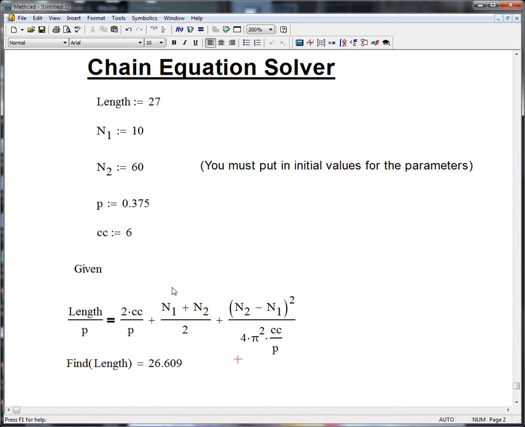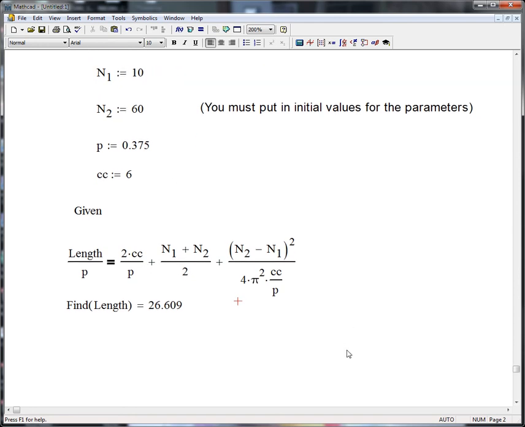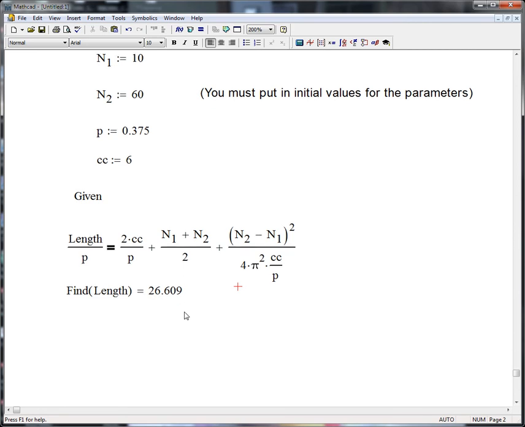Okay. So based on these values, 10 tooth sprocket, 60 tooth sprocket, there's the pitch. If that's the center to center distance that we want between these two sprockets, then we'd have to have a length of chain equal to 26.609. Well, that's not evenly divisible by 3/4 of an inch, so we wouldn't be able to make a chain that long.